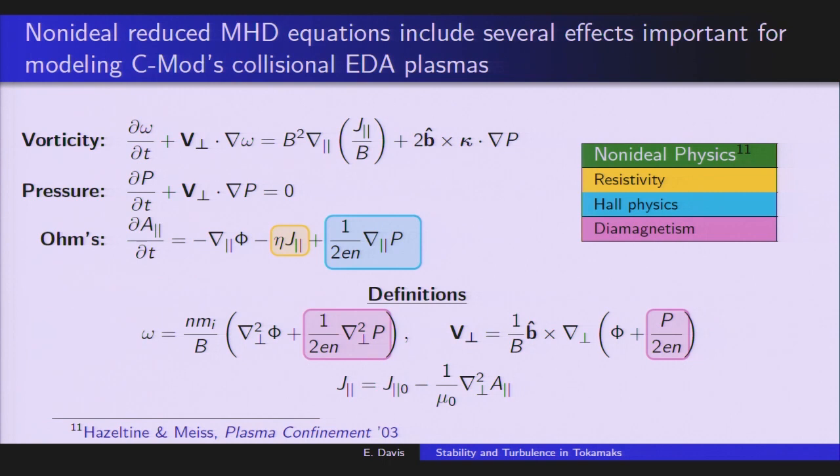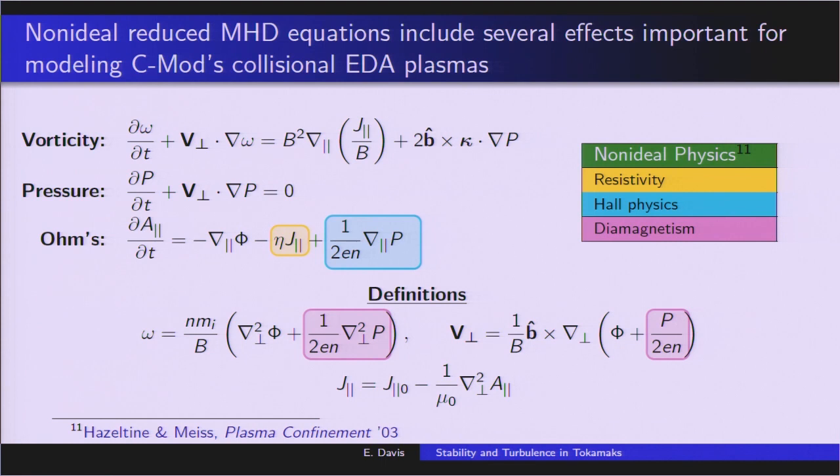So one of the most natural things you can go to is look at a non-ideal version of MHD, and that's what we've chosen to do here. And you can include several effects such as resistivity, Hall physics, which corresponds to parallel pressure gradient effects, and diamagnetism. And some of these, such as the resistivity in particular, we think would be very important for the relatively collisional plasmas in Alcator CMOD.